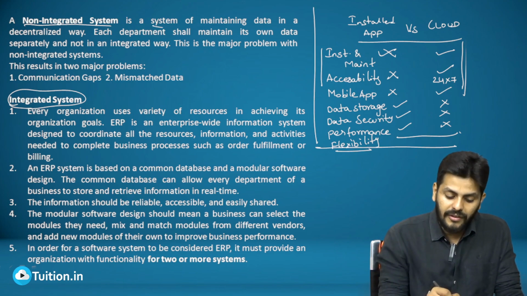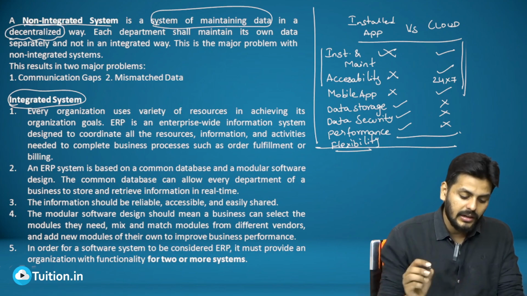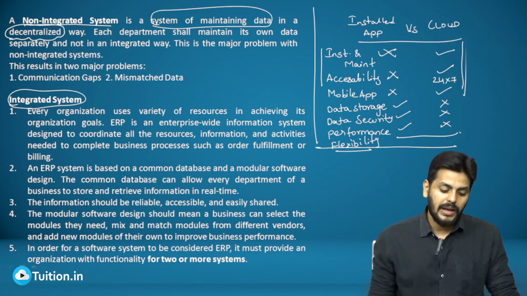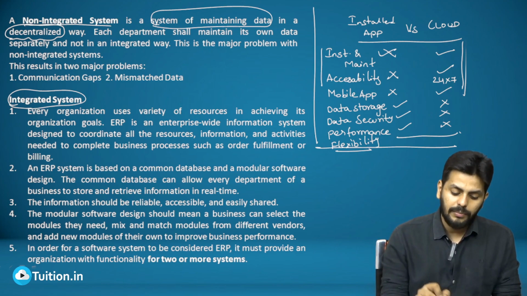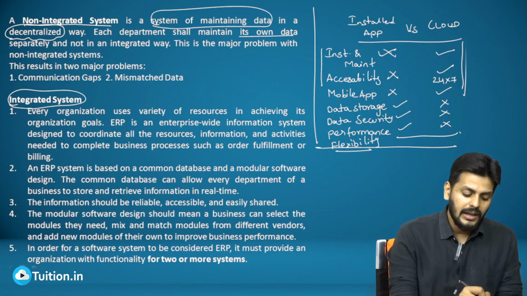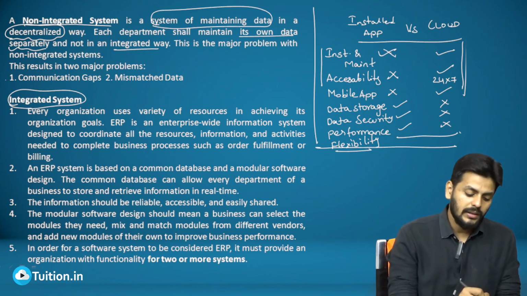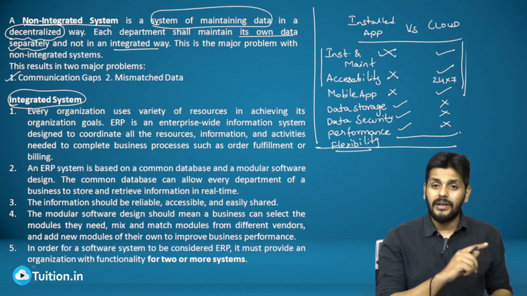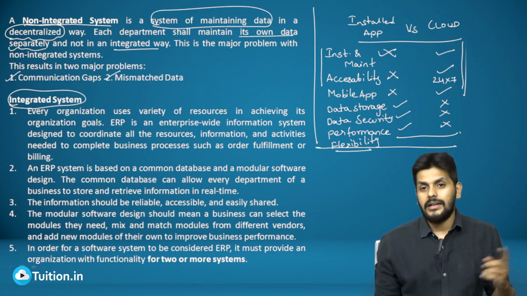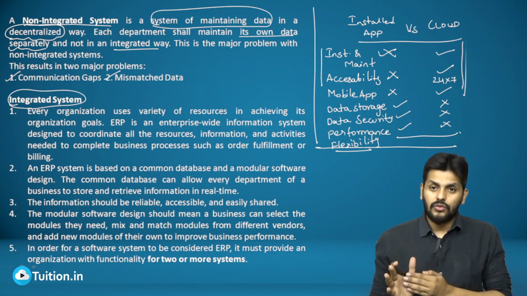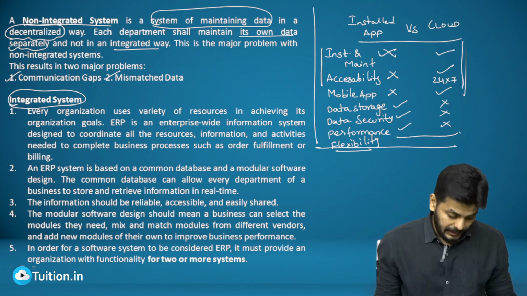It's a system of maintaining data in a decentralized manner. In what manner? Decentralized manner. Each department shall maintain its own data separately and not in an integrated way. 2 problems. One, there is a communication gap because we don't know what somebody maintained and what somebody did not. And then there is a problem of mismatched data. When it's transferred from one department to the other, where entering of data happens, there is always a possibility of some data mismatch.